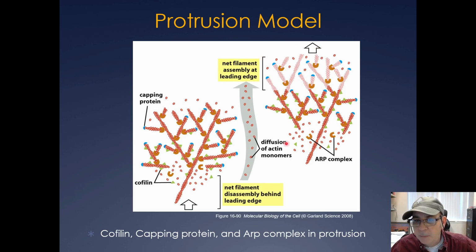Okay, and then the ARP complexes likewise are recycled and moved to the end to help the nucleation event each time a new actin filament has to branch off a previously existing actin filament. Okay, so in general, this is a process where you have cofilin and capping proteins and the ARP complex and actin polymerization to lead to the protrusion event.